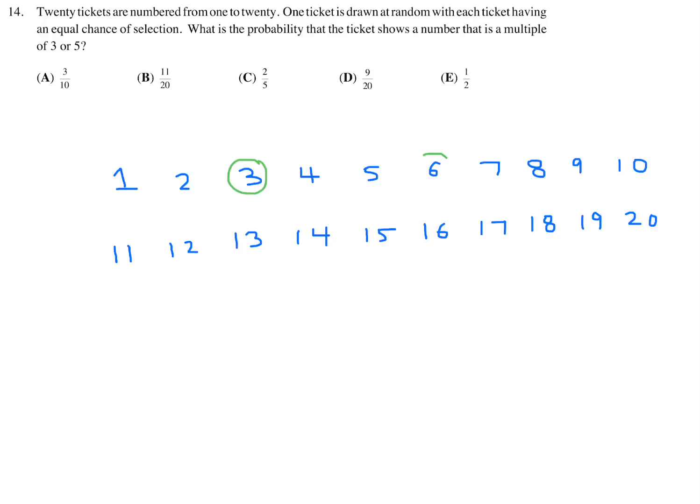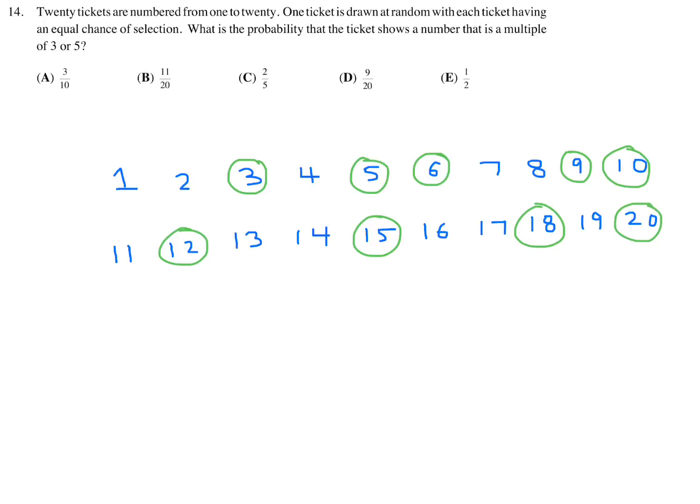Multiples of 3 are 3, 6, 9, 12, 15, 18. Multiples of 5 are 5, 10, 15, which is already circled, and 20. So out of the 20 tickets, how many are multiples of 3 or 5? 1, 2, 3, 4, 5, 6, 7, 8, 9. So that's basically how you figure out the probability of what they're asking. So the answer number 14 would be D.